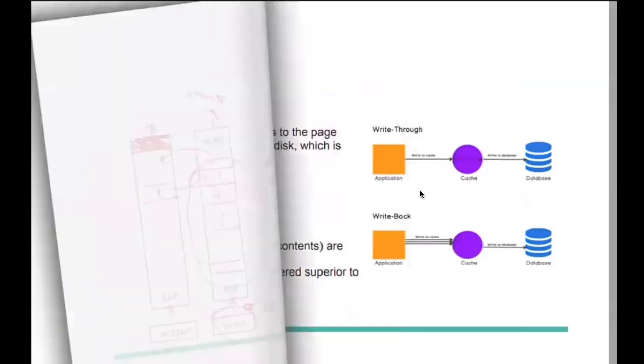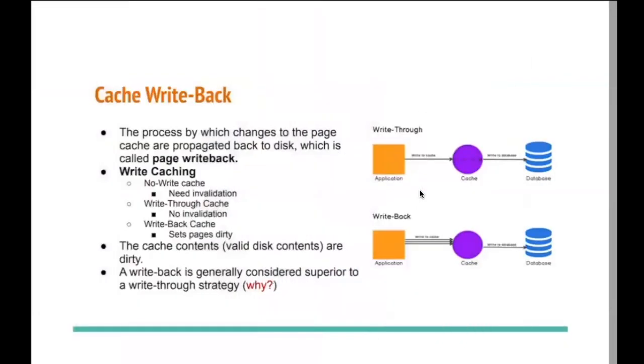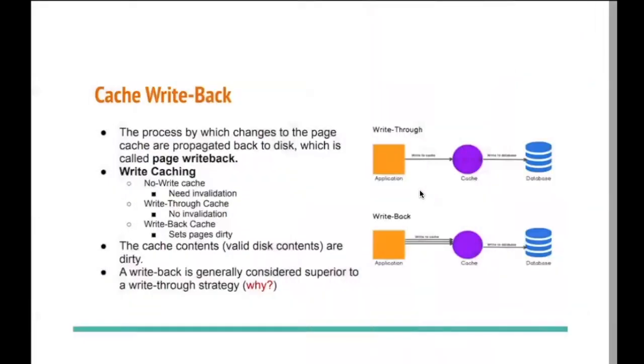As we already discussed, when we don't have a clean page to remove, we write the dirty page to the disk. Writing the dirty pages to the disk is called cache write back. We have different types of cache write strategies. The first one is no write cache, the second one is write through cache, and the third one is write back cache.